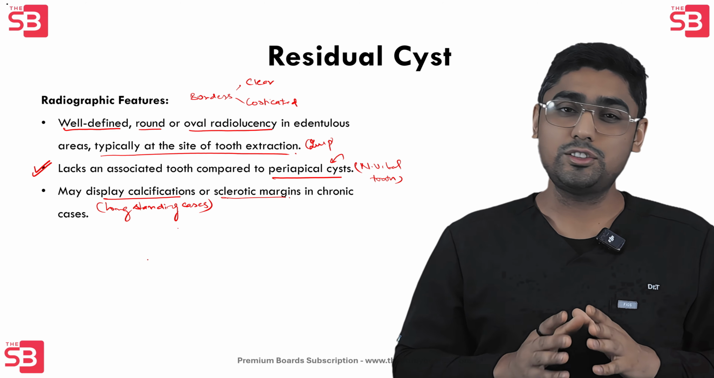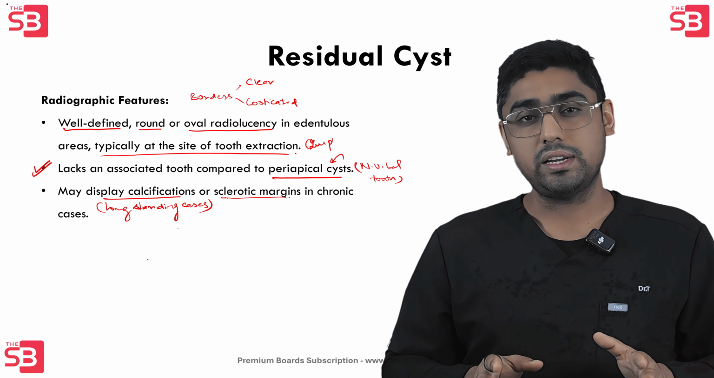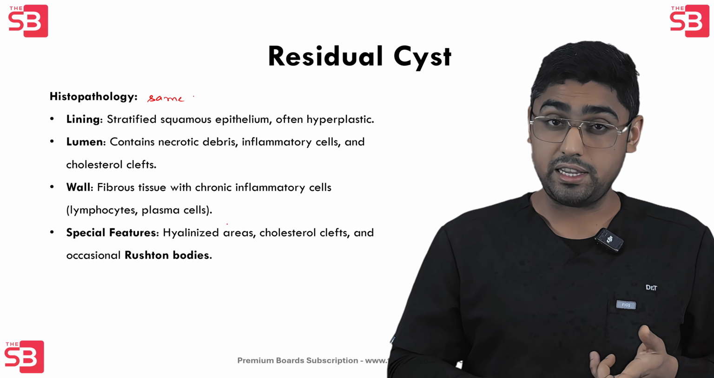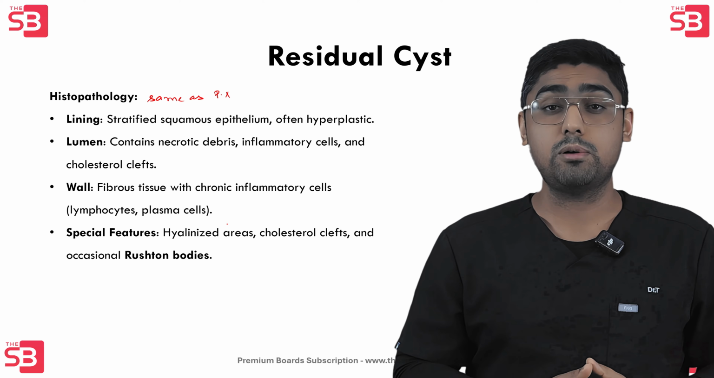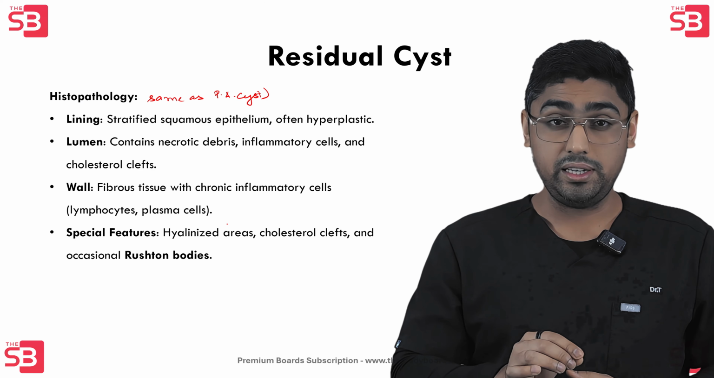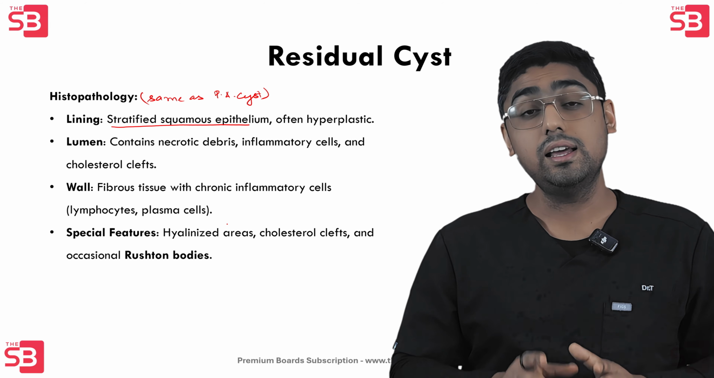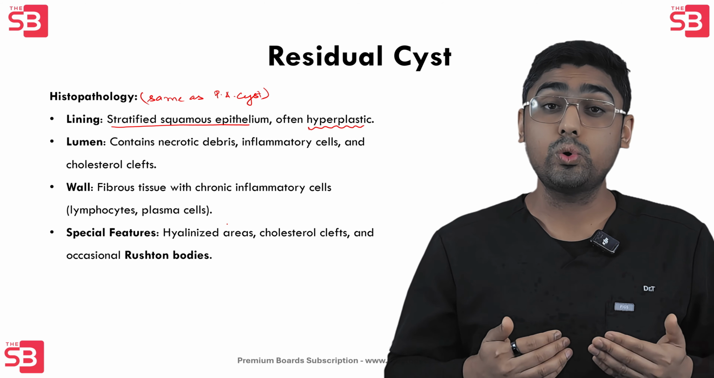Now let's look into the histopathology of the residual cyst, and remember, it's basically the same as what you have already seen in radicular cyst or a periapical cyst. That is, the lining is made up of stratified squamous epithelium, which can vary in thickness and often shows epithelial hyperplasia because of ongoing inflammation.